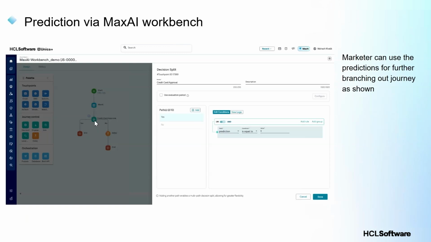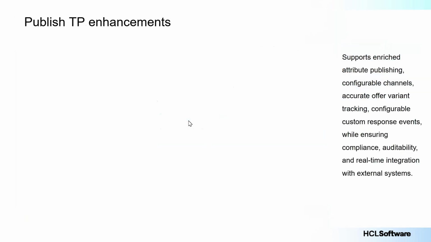And then you can further use, let's say, a decision split here. In the decision split, you can further branch out the audiences based on the prediction. If the prediction is Y, it will go into this branch, or if no, into this branch.